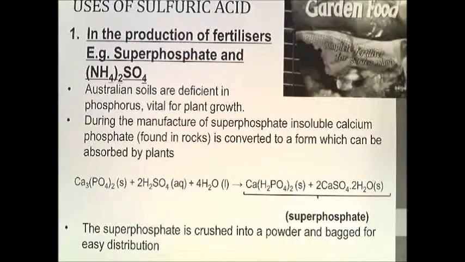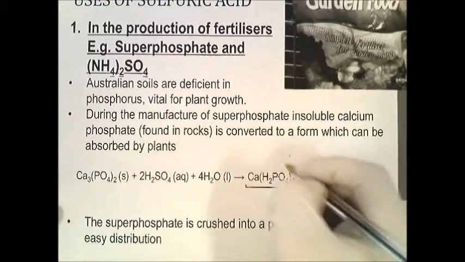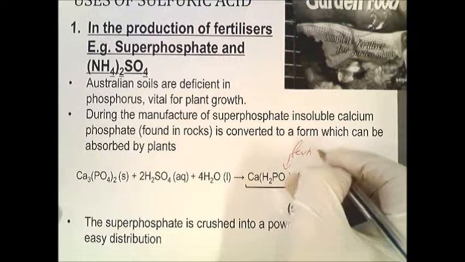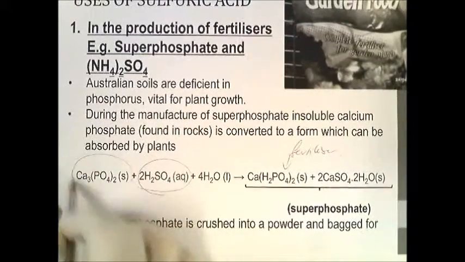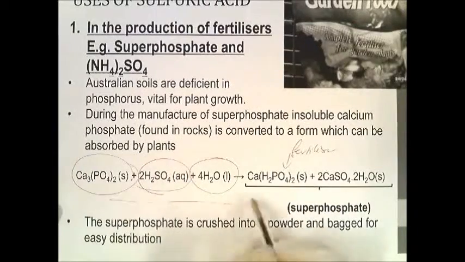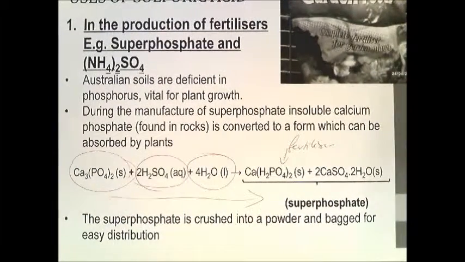So basically this has a little bit of nice information. Australian soils are often deficient in phosphorus, which is what we need for plants to grow. And in a fertilizer called superphosphate, you can see in this reaction that sulfuric acid is reacted with calcium phosphate and water to produce this fertilizer. So it's used in the production of fertilizers.